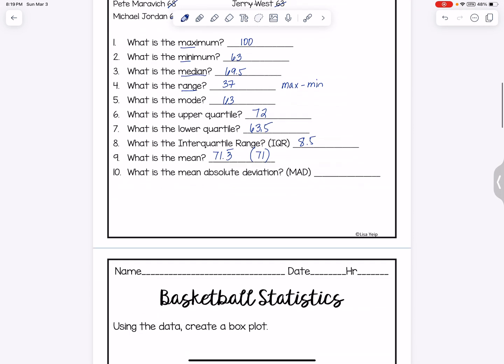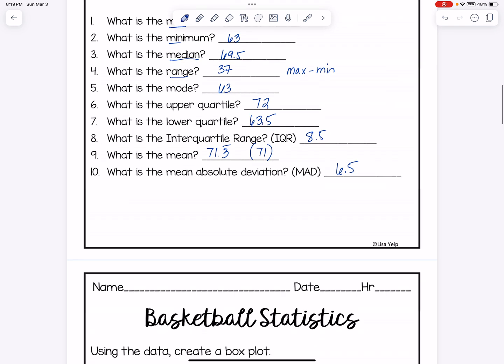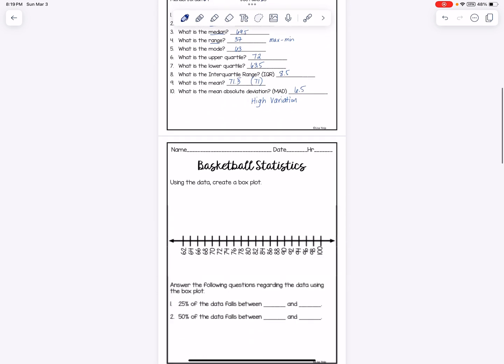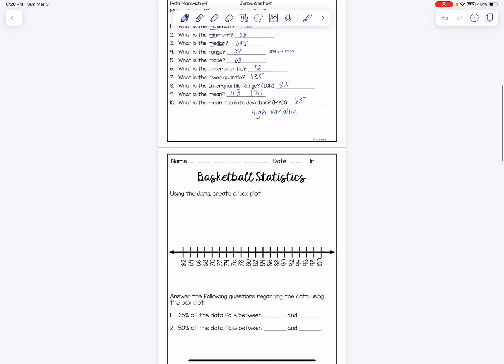Okay, so we have 6.5. What kind of variation is that? Remember, anything above 1 or 2, we've called high variation or high variability. It means that in general, most of our data is pretty spread out from the mean. All right, let's go ahead and create that box plot.